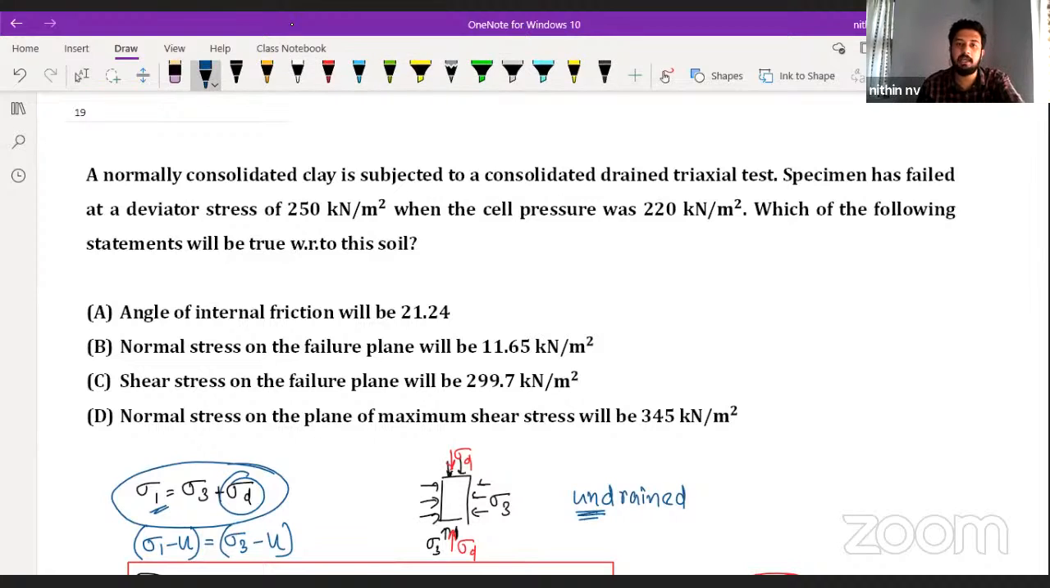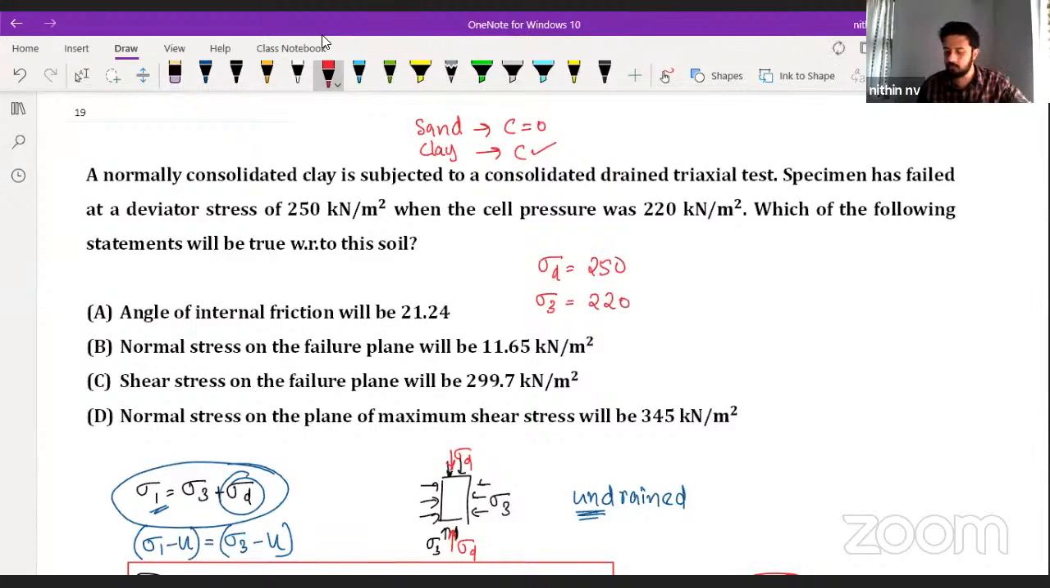If it was a sand, we know cohesion is equal to 0 for a sand. But for a clay, definitely some C value will be there, no? But they have not given any C value. The specimen has failed at a deviator stress, sigma d, given as 250. Cell pressure is nothing but confining pressure, another name for sigma 3, which is 220. These two are the data we have.